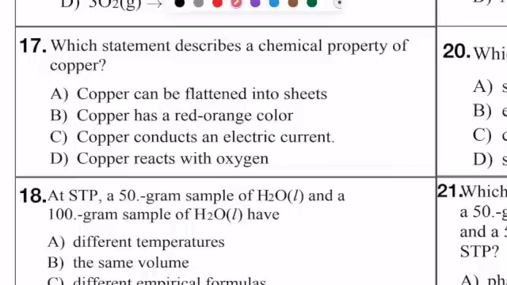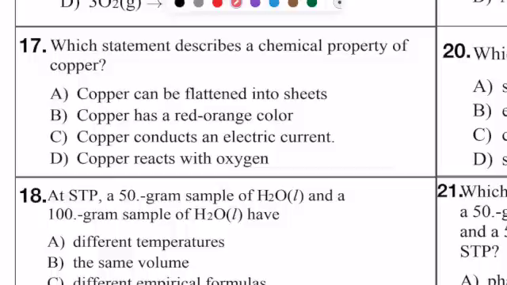Then copper has a red-orange color. Again, color is normally classified as a physical property, unless we react that substance with something and then we notice a color change. Copper conducts an electric current. Conductivity is normally also a physical property.